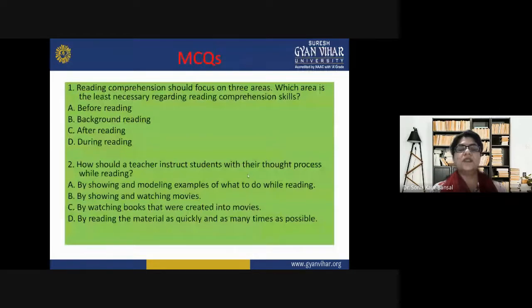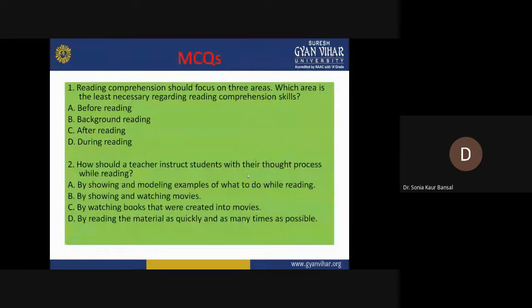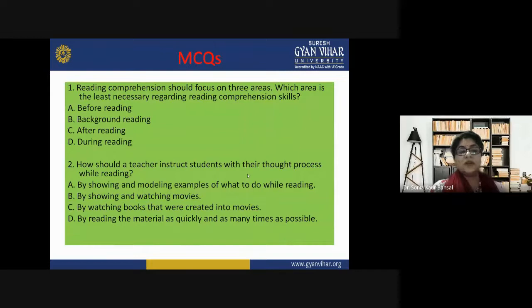Now, students, let's have a look at the MCQs that I've set for you on general reading and on the basis of reading skills. Reading comprehension should focus on three areas. Which area is the least necessary regarding reading comprehension skills? Before reading, background reading, after reading, during reading. So after reading is least. Let's proceed to the next question. How should a teacher instruct students with their thought process while reading? By showing and modeling examples of what to do while reading is the correct answer.